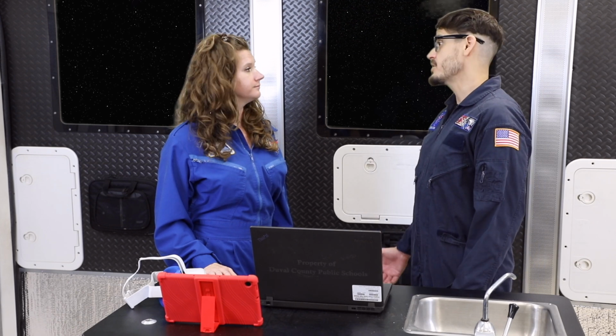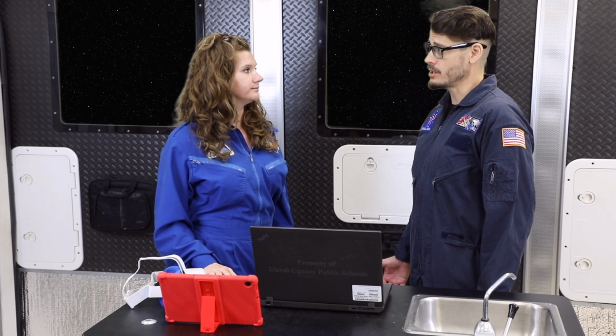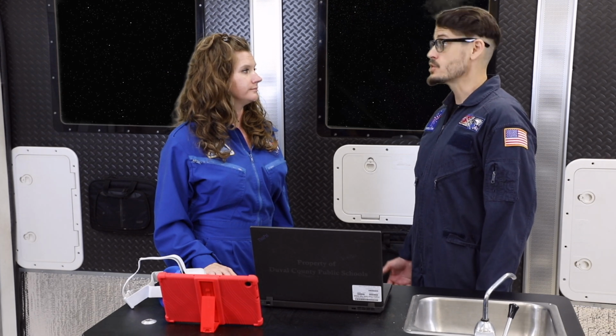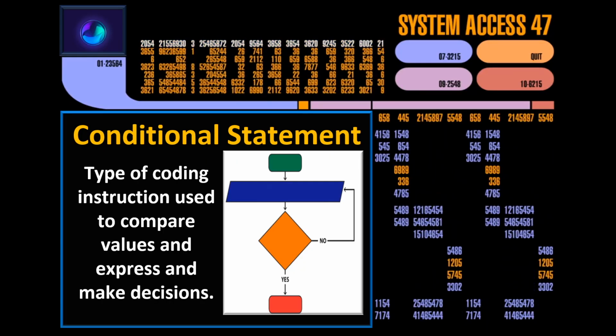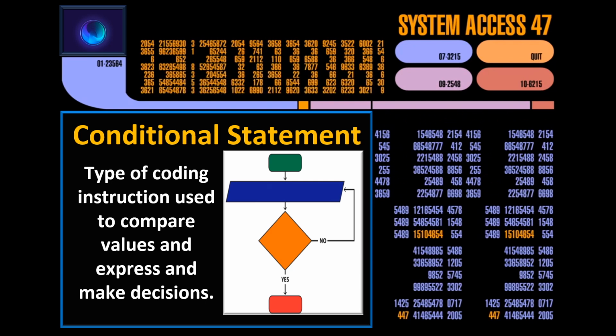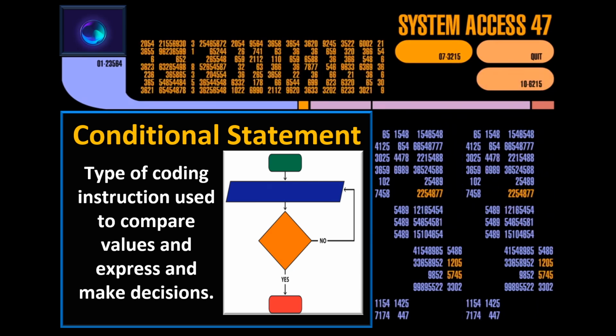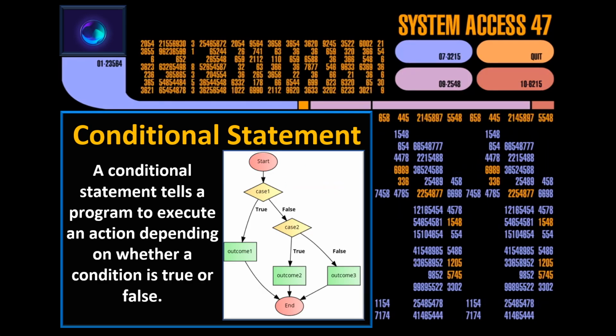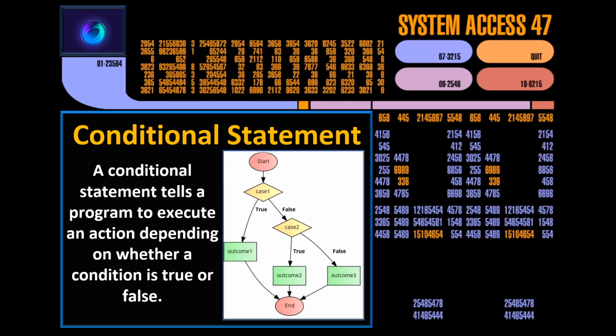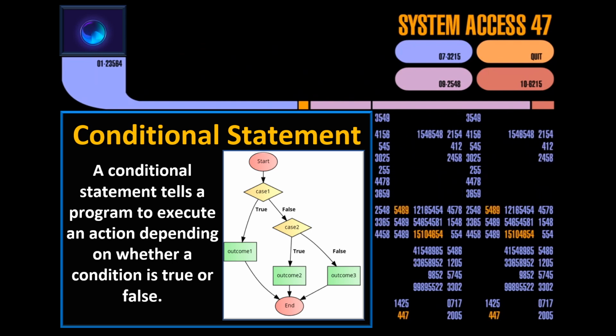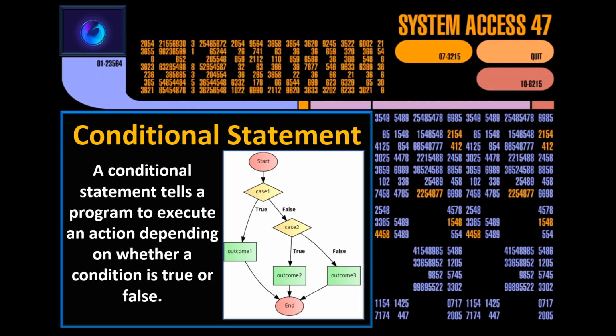And one of the most important things to remember when developing a flowchart is the question being asked, which is represented by a rhombus, and happens to be the conditional statement. A conditional statement is a type of coding instruction used to compare values and make decisions. A conditional statement tells a program to execute an action depending on whether a condition is true or false.